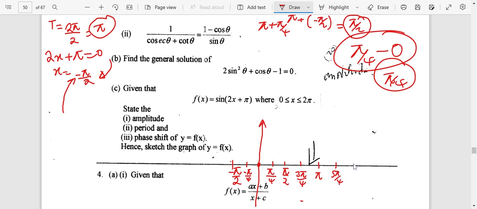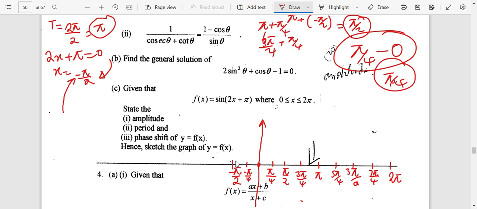Then 5 pi over 4 plus pi over 4 is going to give us 6 pi over 4, which is just 3 pi over 2. We are just adding pi over 4. And then the same 3 pi over 2, which is the same as 6 pi over 4, plus pi over 4 is going to give us 7 pi over 4. The same 7 pi over 4 plus pi over 4 is now going to give us 2 pi. So this is where we're ending.